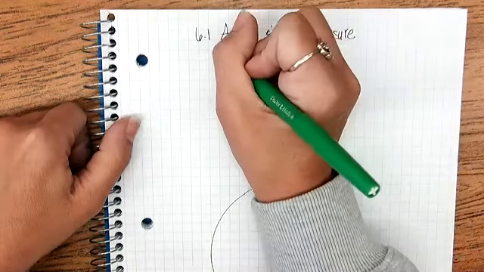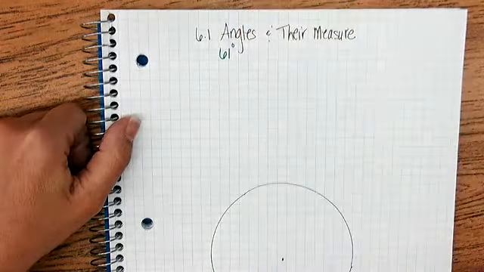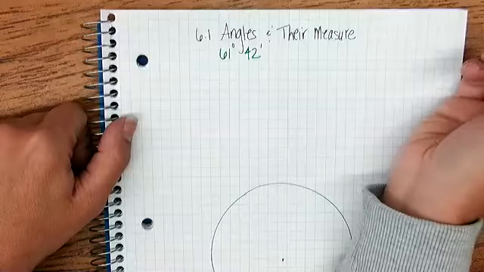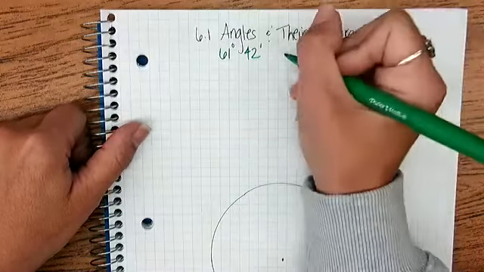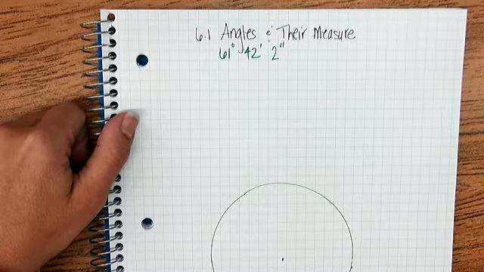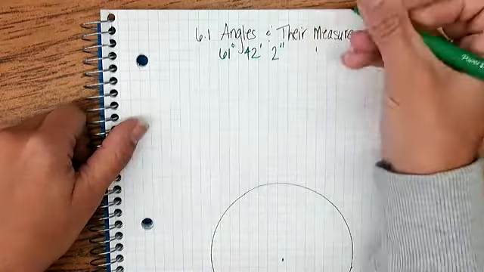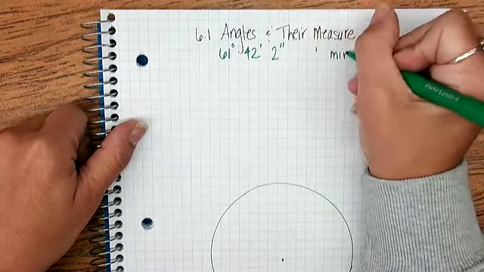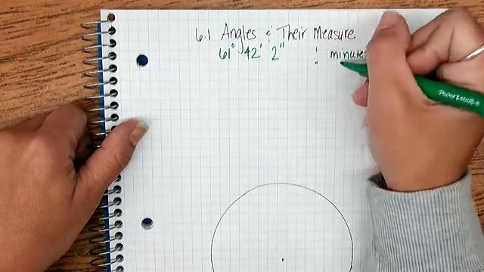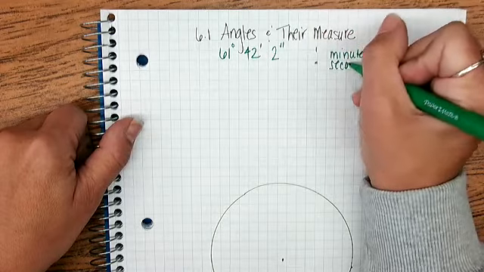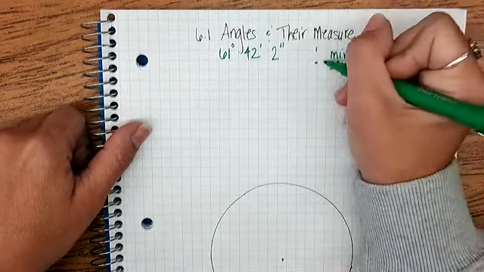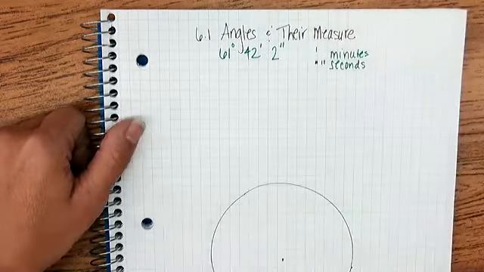So if you have something like 61 degrees, 42 what looks like an apostrophe, that is minutes, and 2 with what looks like quotation marks are seconds. And I want to approximate what this is. That's a quotation mark, not so good.